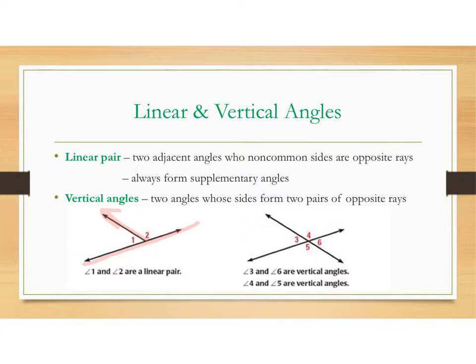Sort of look at the hint. The word linear pair has the word line in it. So they're two angles sitting on a line. Now the other type of angle we have here is called a vertical angle. And these are two angles whose sides form two pairs of opposite rays. Now, vertical angles, we're going to learn, are congruent angles. So it's basically X marks the spot.